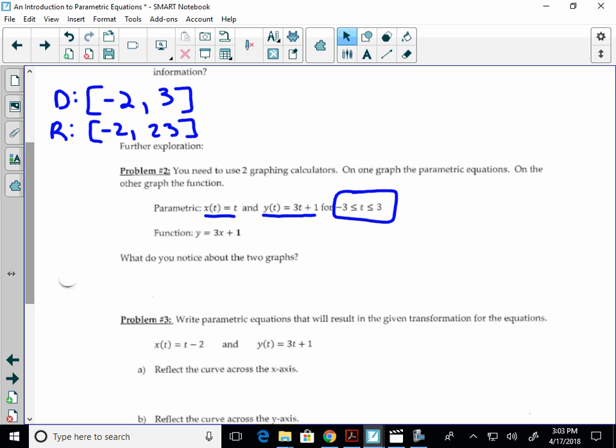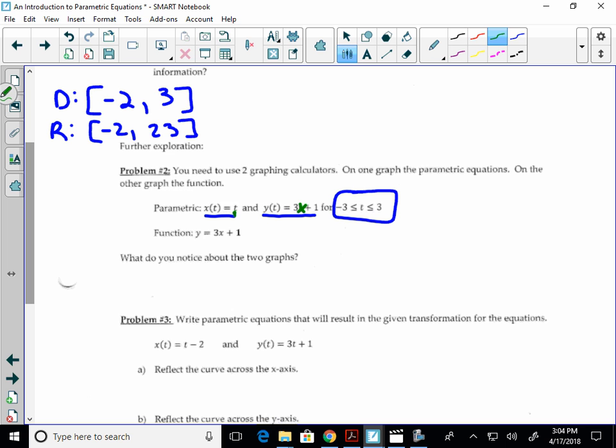Okay, so next, on your window, you're going to go from negative 3 to 3. I'm going to leave my t-step at 0.1. And I'm going to graph. And what kind of curve do you think this is? Linear. Okay, so watch what happens. x equals t. So if I plug x in, it's y equals 3x plus 1. Is that linear? Yeah.